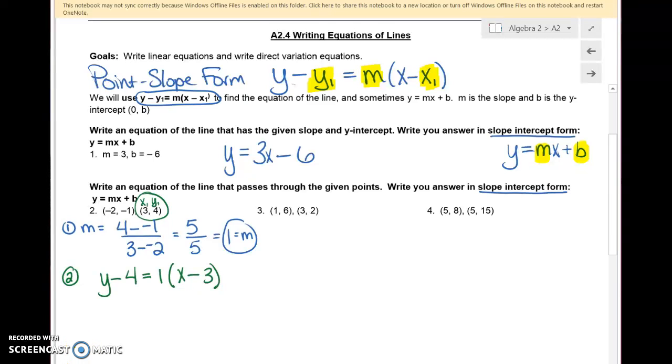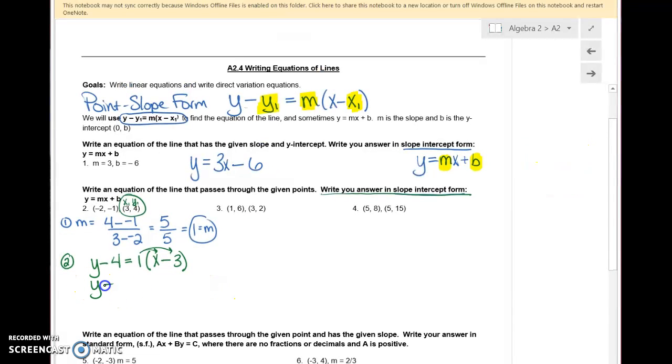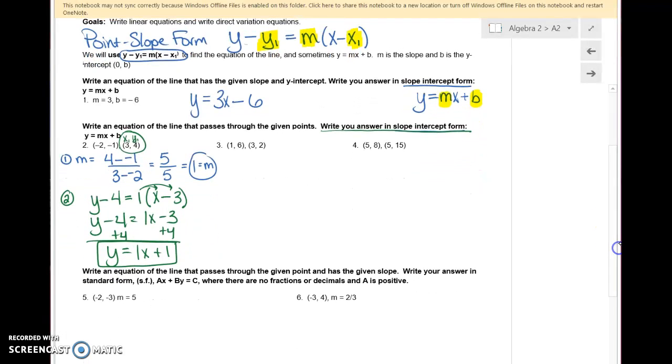Next, we need to simplify and get this to look like y equals mx plus b. They want our answer to be in slope-intercept form. So we need to get this y by itself. First thing we're going to do is to distribute. In this example, it's not really that big of a deal because we're distributing a 1. But then we would add 4 to both sides to get y by itself. So y equals 1x plus 1. Okay, you do not need to put the 1 in front of the x, but you certainly can.